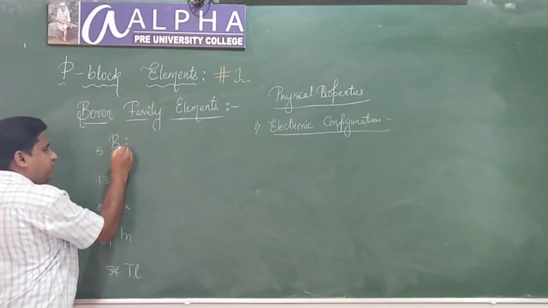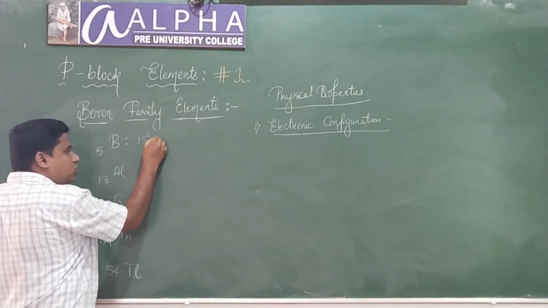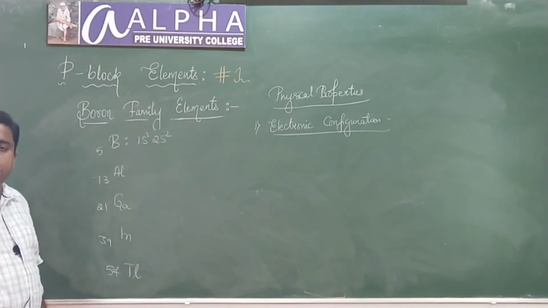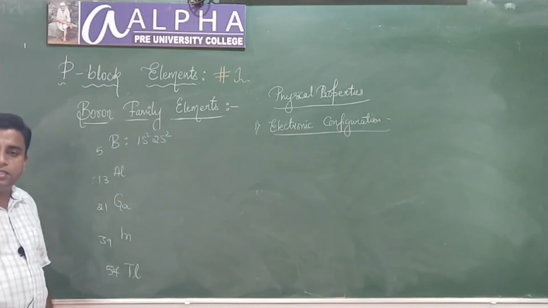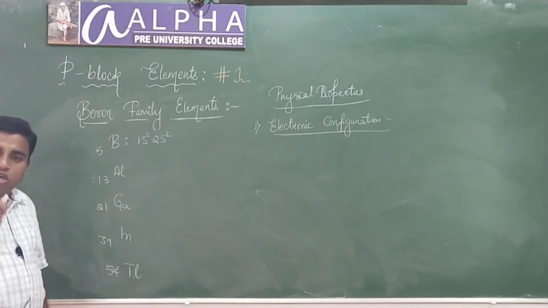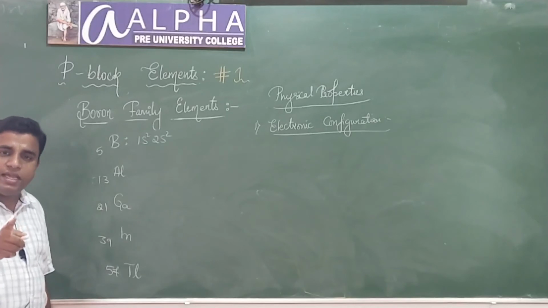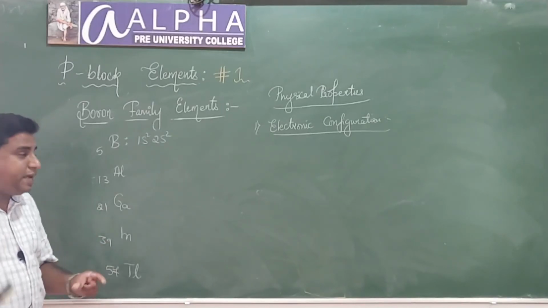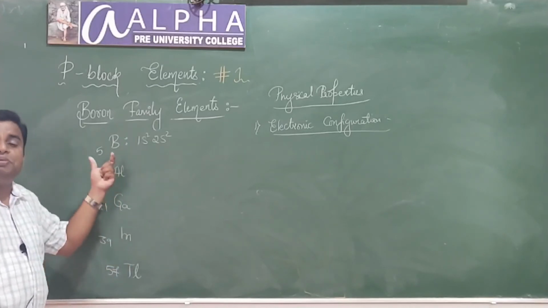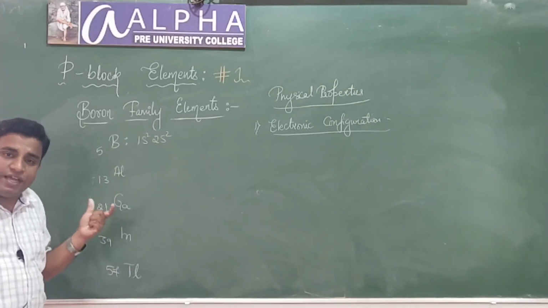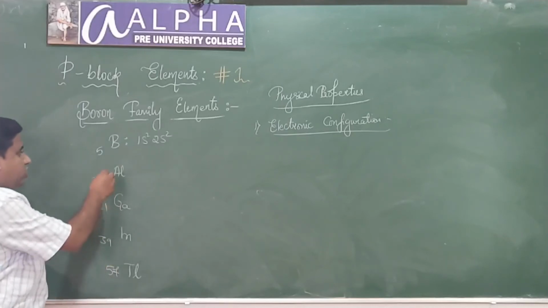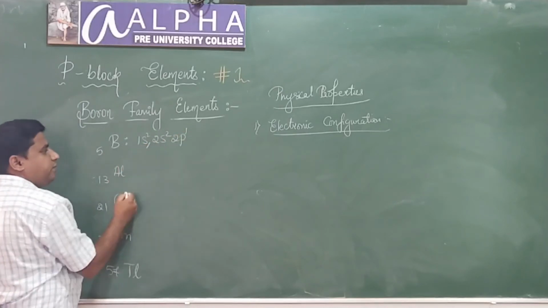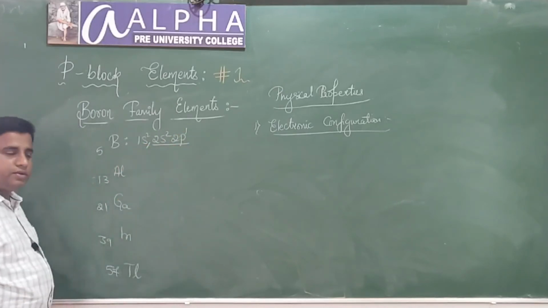What is the electronic configuration of boron? It is 1s2. See, the electronic configuration of boron family elements is most important, because when we want to explain their atomic radius, their ionization enthalpy, or their oxidation state, we can explain only on the basis of their electronic configuration. So please learn the electronic configuration properly. The electronic configuration of boron is 1s2, 2s2, 2p1. Correct?